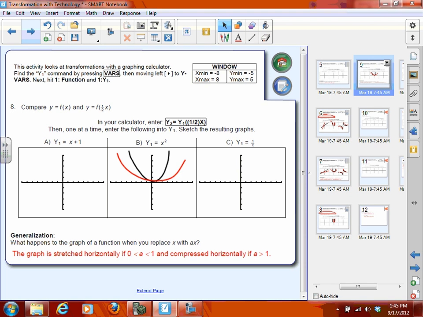The dark graph, that's the original function. The lighter one, the thinner one, is the new function. When you're answering those questions down at the bottom, guys, make sure you're very specific there. When you're doing A and B for me at the bottom, be very specific.